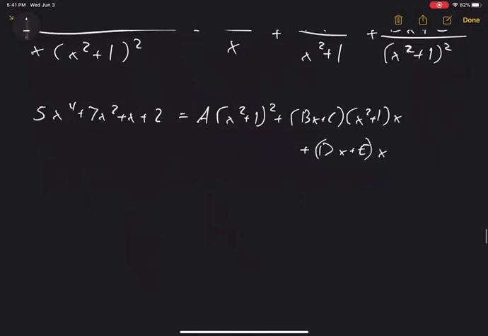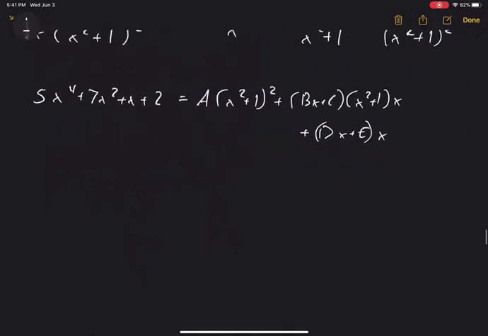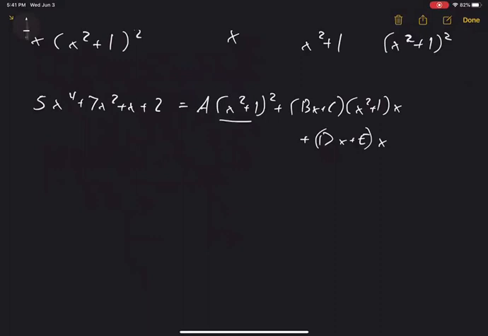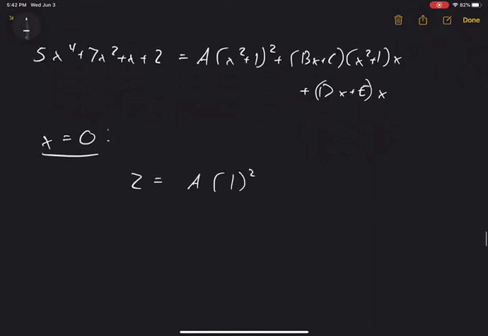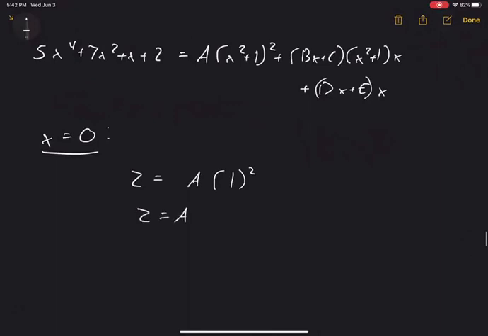Okay. Now, is there anything I can plug in to get some nice cancellations? Well, let's see, if I plug in 0 for x, since I'm multiplying by x here and here, those terms will cancel. So let's see what happens when I plug in x equals 0. On the left side, I am just left with 2. On the right side, I would have A times (0 squared plus 1) squared, so A times 1 squared. Then everything else cancels on the right side. So in other words, I have A equals 2.